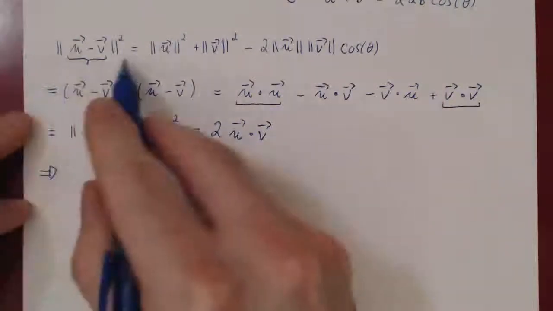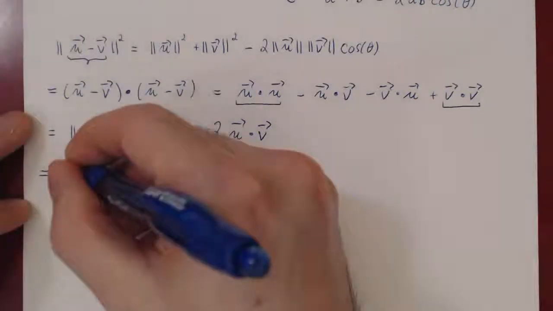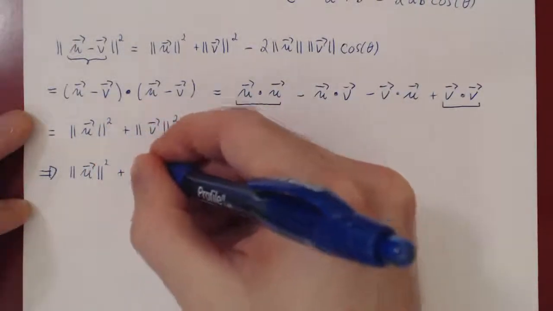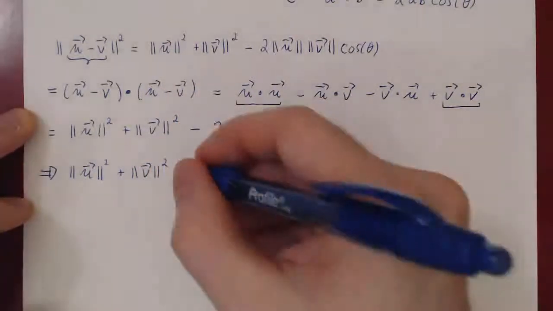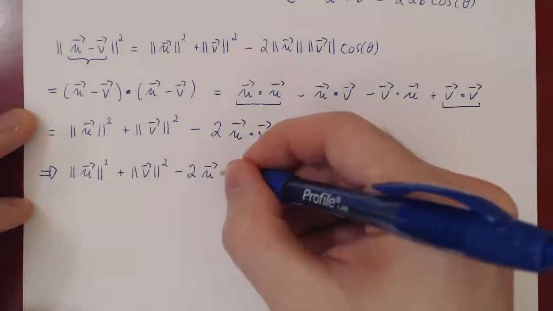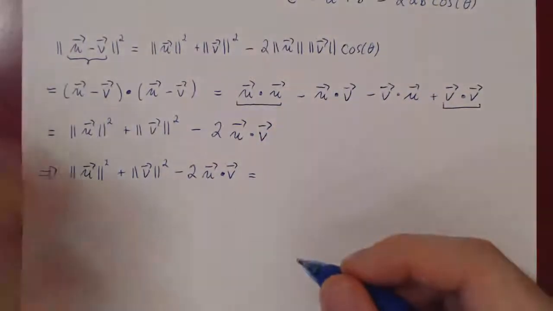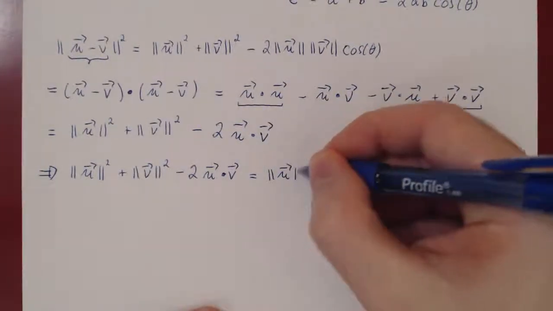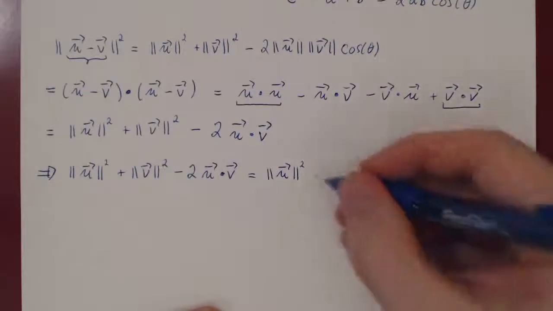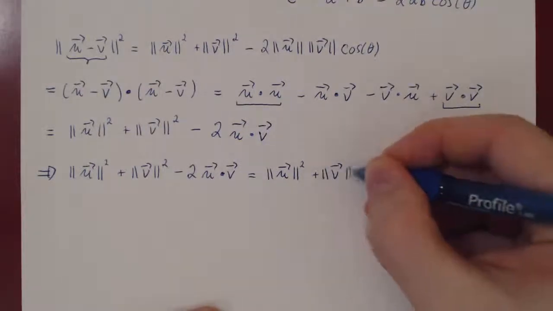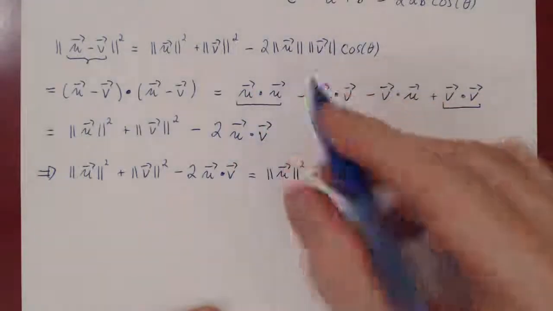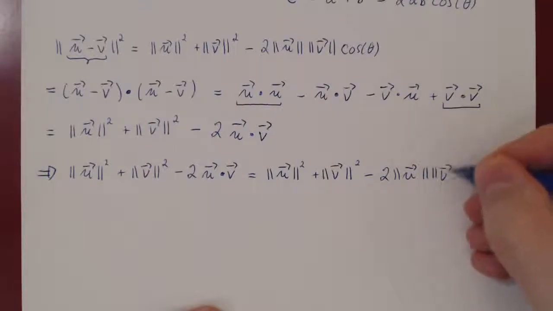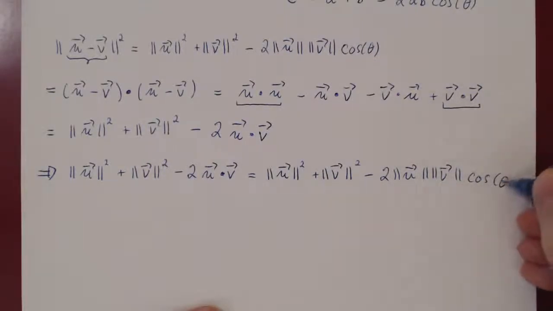The left-hand side of the equality is the norm of u squared plus the norm of v squared minus twice u dot v. And this equals the right-hand side from the law of cosines, which is the norm of u squared plus the norm of v squared minus twice the norm of the two vectors multiplied together times the cosine of the angle between vector u and vector v.